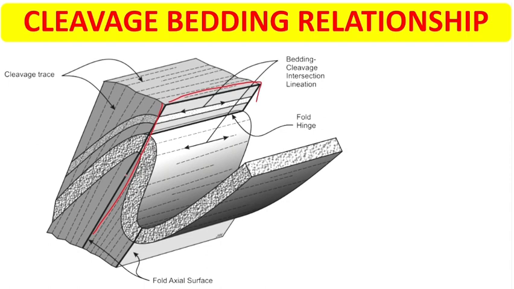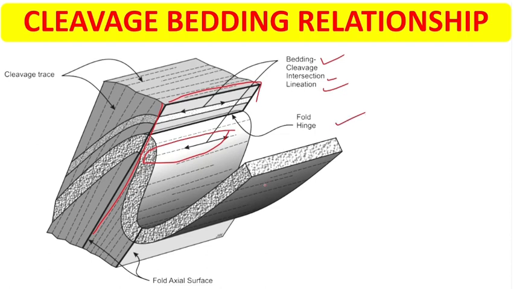Cleavages are parallel to the axial plane. Where they both intersect, these lines will represent the cleavage intersection lineation. And this is the fold hinge.